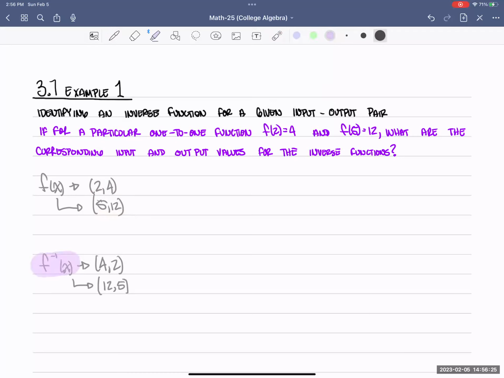So our domain in this case is made up of 4 and 12, and our range is made up of 2 and 5.